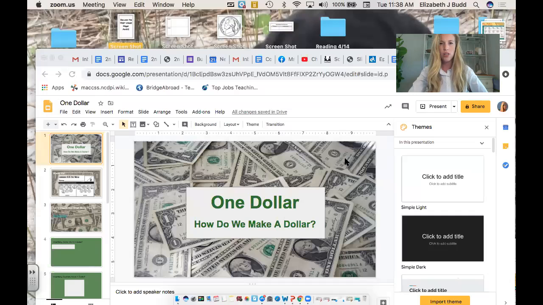We are going to start with dollars today. I told you guys yesterday we were finishing up coins. We're going to still be talking about coins a bit, but we're going to be moving on to dollars and how we can add up coins to make a dollar. So I want to start out by talking about what is a dollar. I'm going to share my screen with you and start my presentation, and we're going to go through this together.